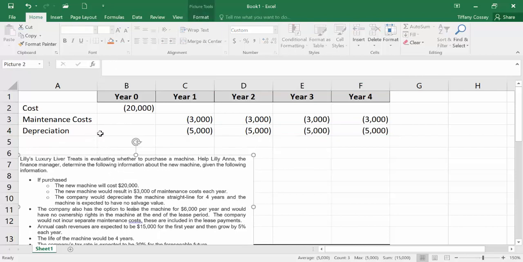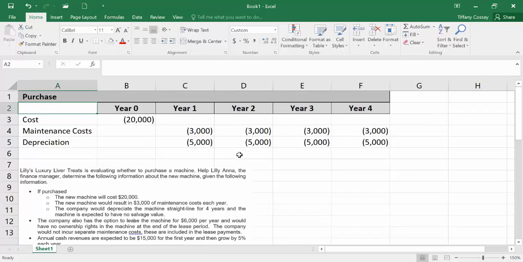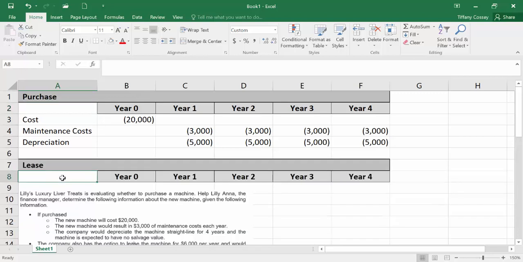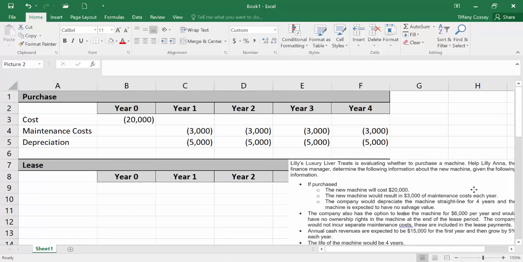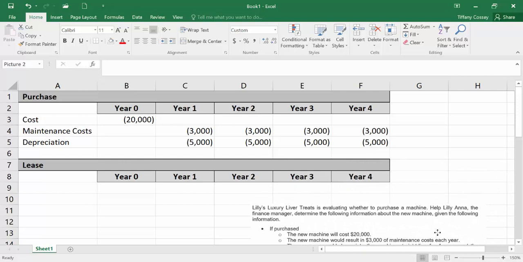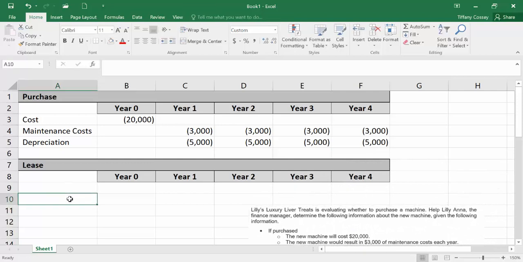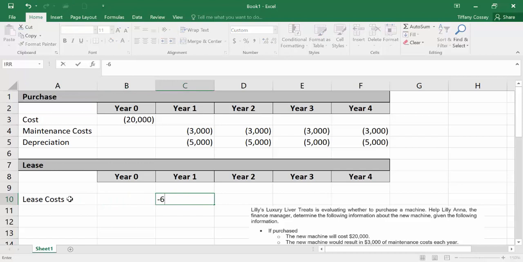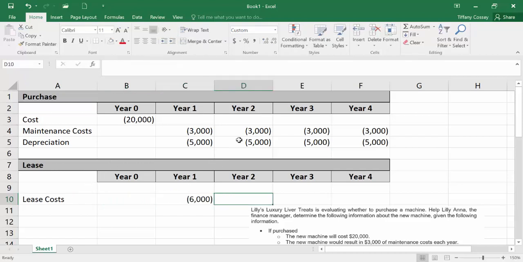So then the things I've been looking at here are the cost to purchase. So I'm going to actually make a label for this section. And then I'm going to drop down and do something similar for the lease. Okay, so I have everything in nice, neat sections. And it says that the company would lease the machine for $6,000 a year. Again, I'm going to show that as a cash outflow.